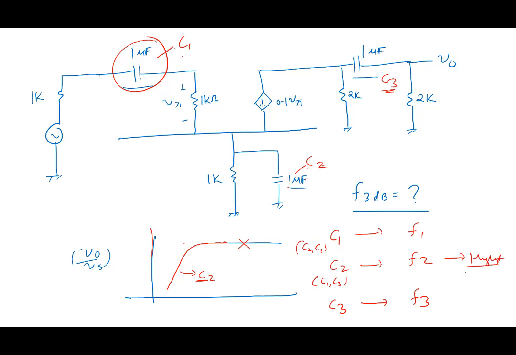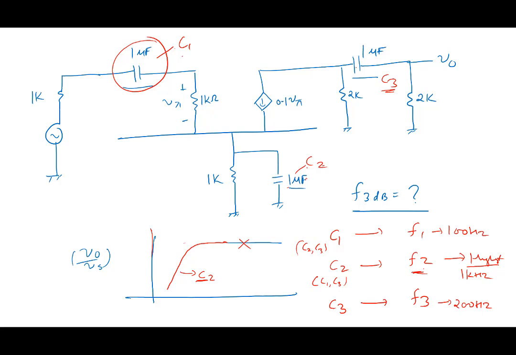Okay, suppose I calculate and I find this is 1 kilohertz, this is 100 hertz, and this is 200 hertz. What do you think is the 3 dB frequency? Starting from here, this is saying it will begin to fall at 1 kilohertz. Its effect will come much later, 100 hertz and much later. So the approximate value of the 3 dB frequency would be F2.